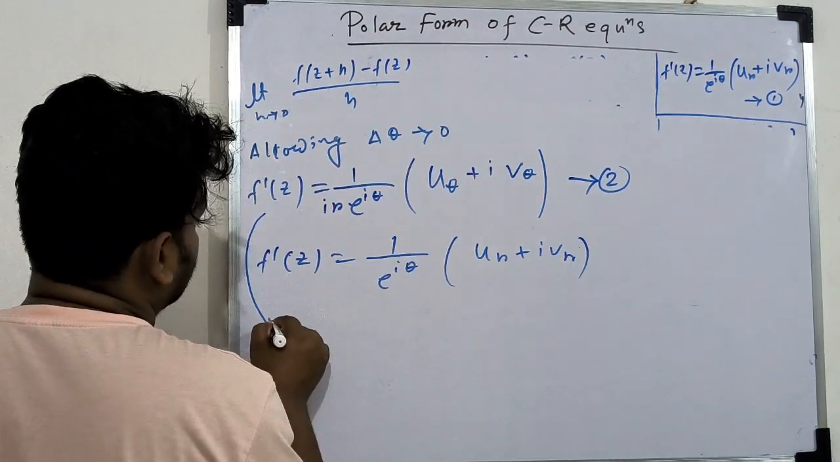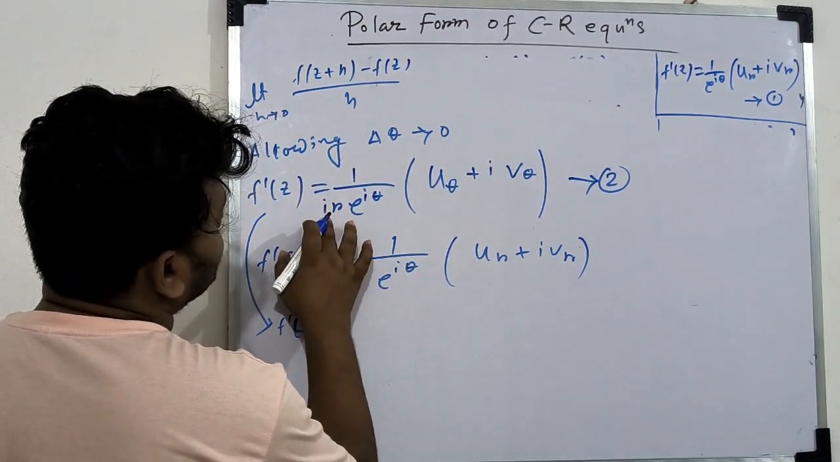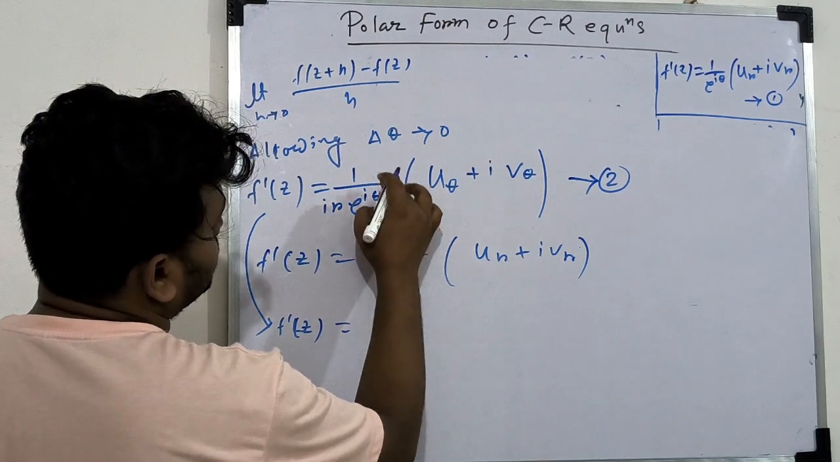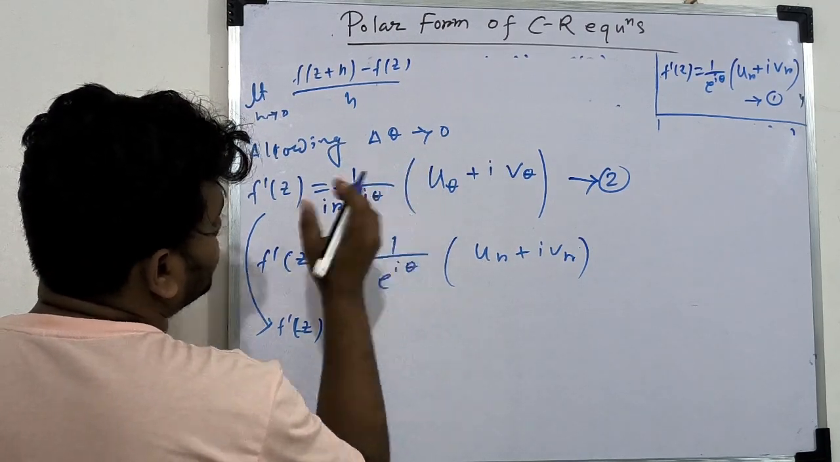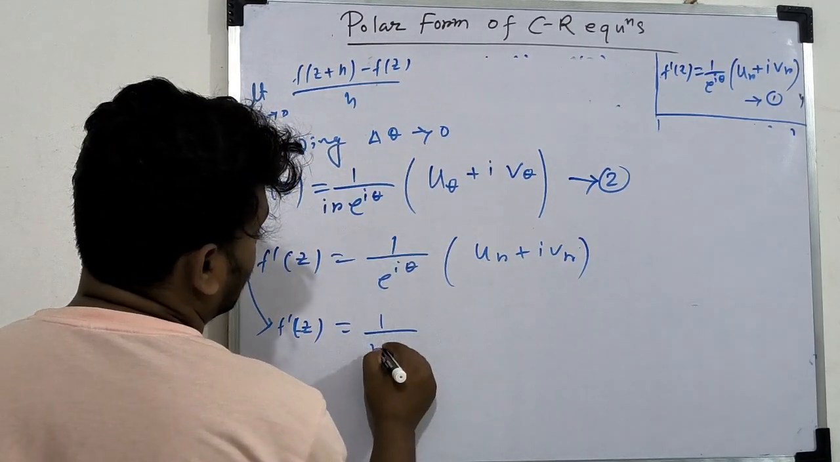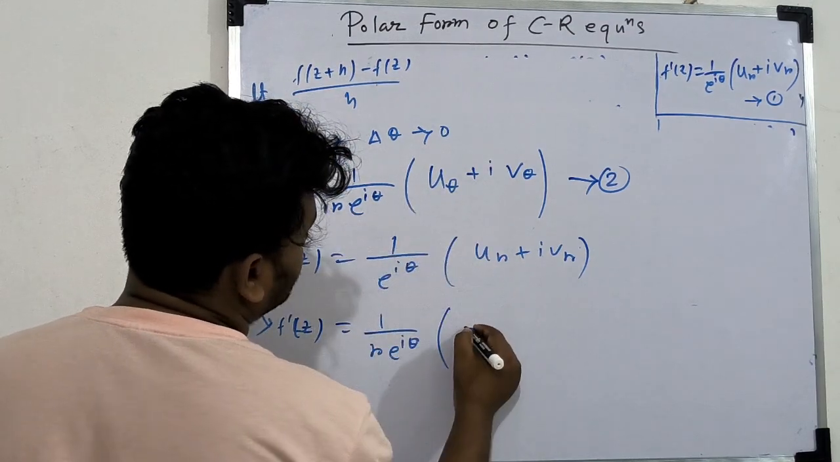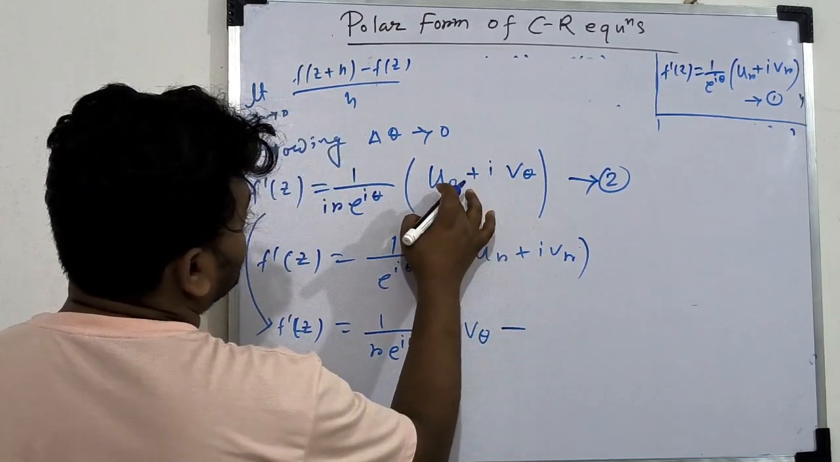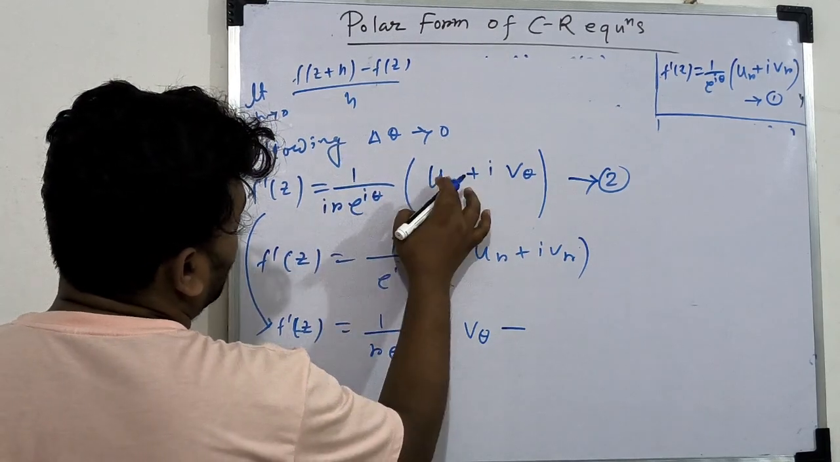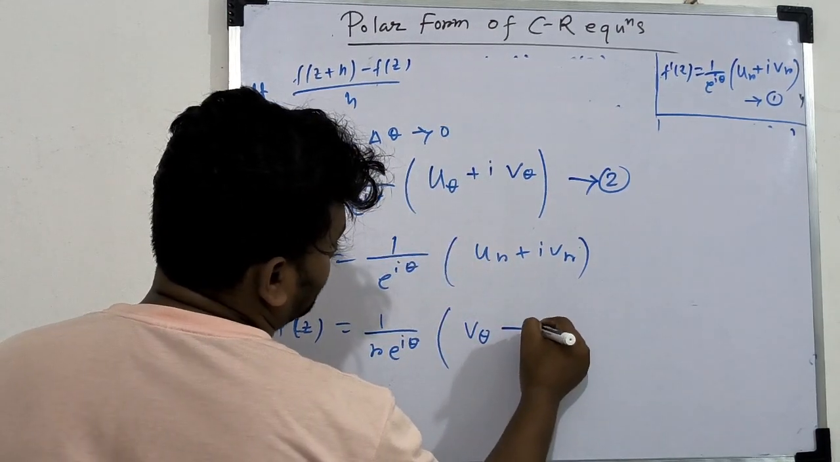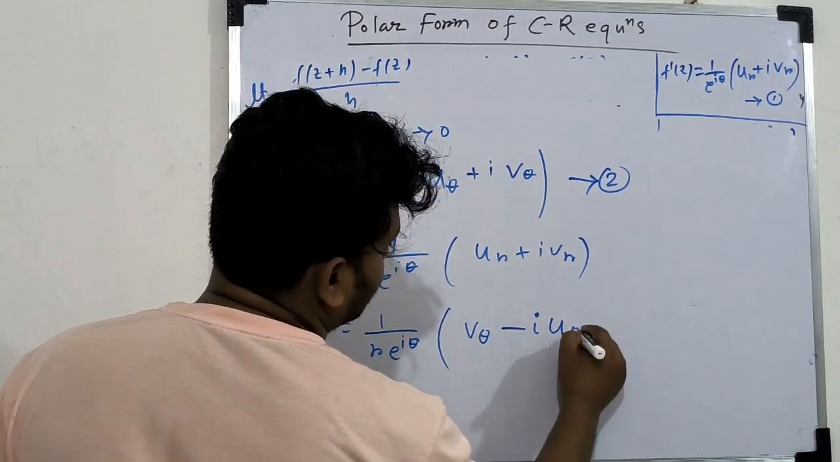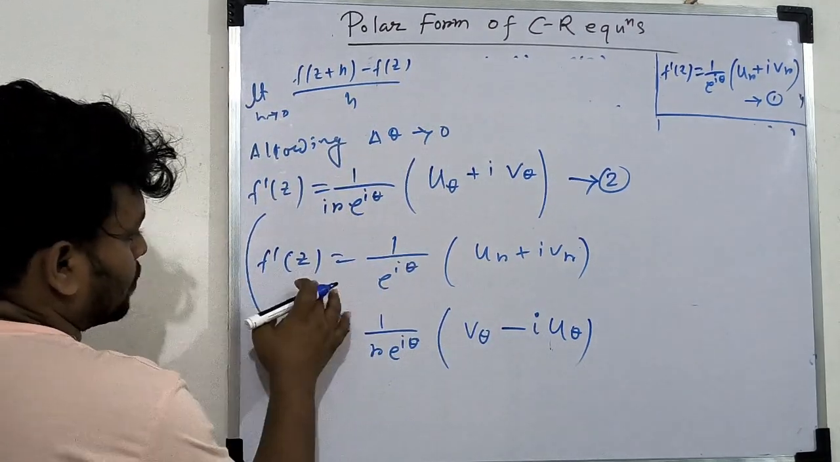So from this we get, if we multiply i on both sides, this will be i divided by minus 1. Then from this we get r e to the power i theta, and this will be i cancel out, v theta, and this will be minus 1 i minus 1, that is minus i u theta. So this will be this. So both are f dash z.